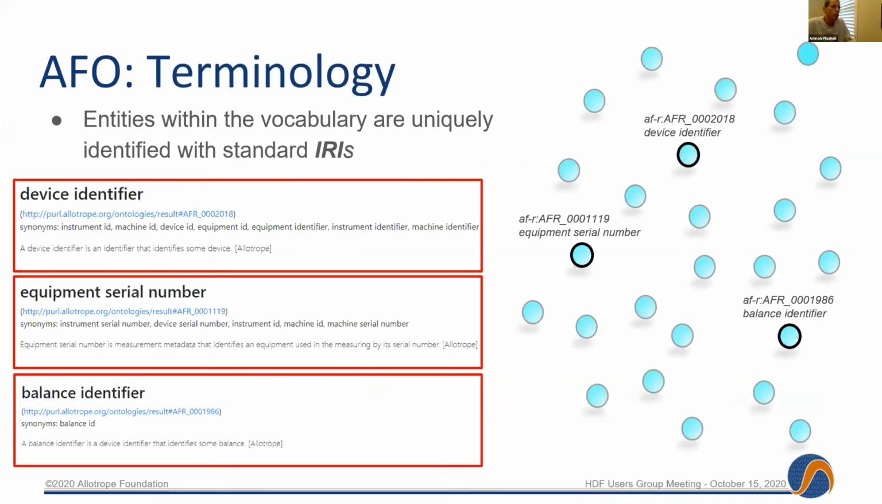To create interoperability, you need a vocabulary, and the vocabulary needs terms. So entities within the vocabulary are uniquely identified with standard IRIs. What I mentioned earlier, the IRI, which is the identifier. So for my list of terms, I gave an example of 3 identifiers: the device identifier, an equipment serial number, and balance identifier. The prefix is AF-R, which means the domain is typically results. So we have here the identifier for equipment serial number, the device identifier, and balance identifier.